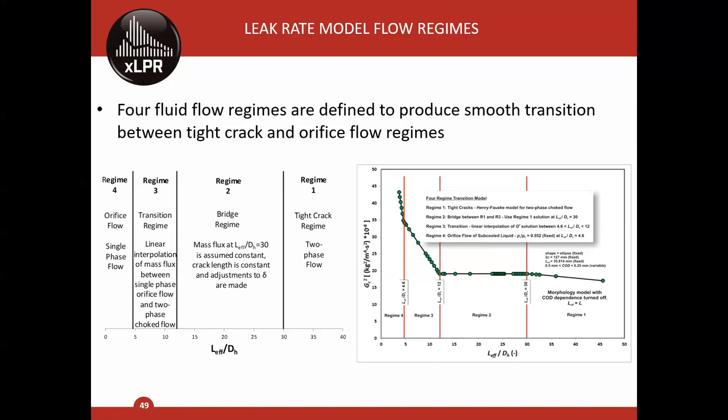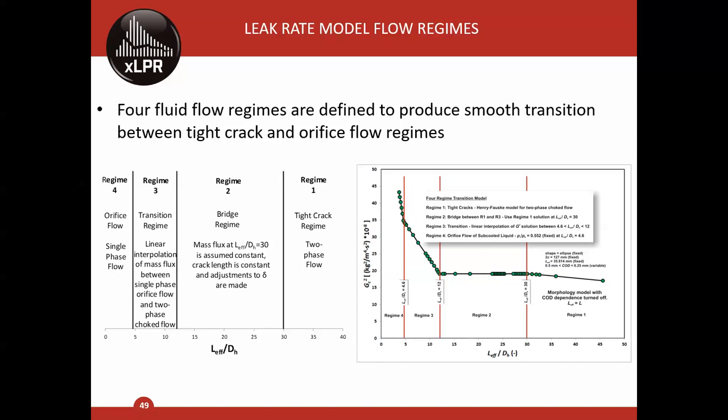Regime two is a bridge regime for ratios of the flow path length to hydraulic diameter from 12 to 30, in which the tight crack model from regime one is used. Regime three is a transition regime for flow path length to hydraulic diameter ratios from 4.6 to 12, in which linear interpolation between the single phase orifice flow modeled in regime four and two phase choke flow modeled in regime one is applied.